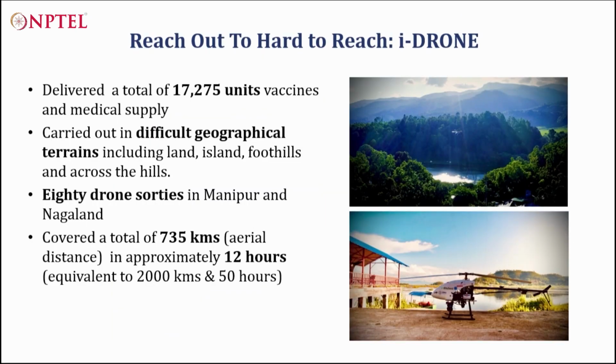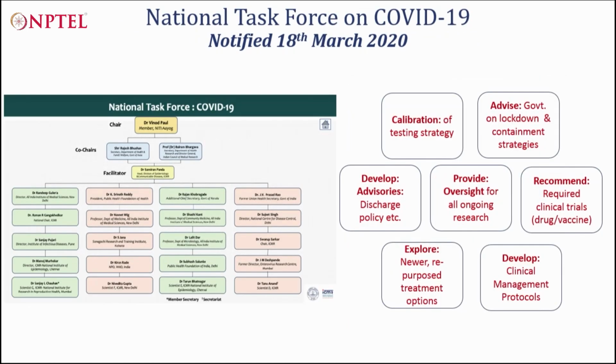Then we first time used the drones for the delivery of vaccine and delivered around 17,275 units of vaccine using the drone in difficult geographical terrain including land, island, foothills. 80 drone sorties in Manipur and Nagaland they were used, covered more than 735 kilometers of distance. So that is how the COVID success story is there.